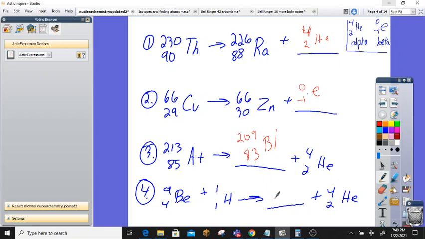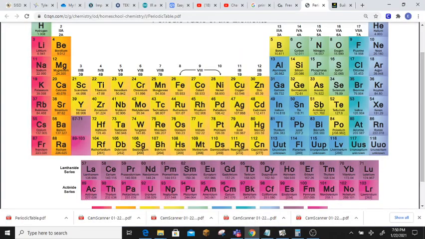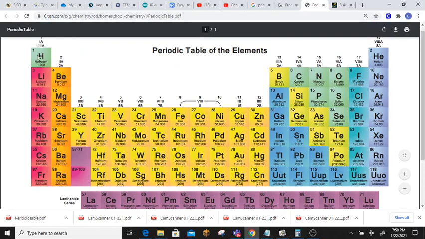Okay, now let's look at this one. What if they give you multiple elements like this? It's very simple. You're just going to add these up. 4 plus 1 is 5, right? 2 plus what is 5? 3. Once you have that, you look for the element. Element number 3, there it is, lithium. Right here. Lithium.